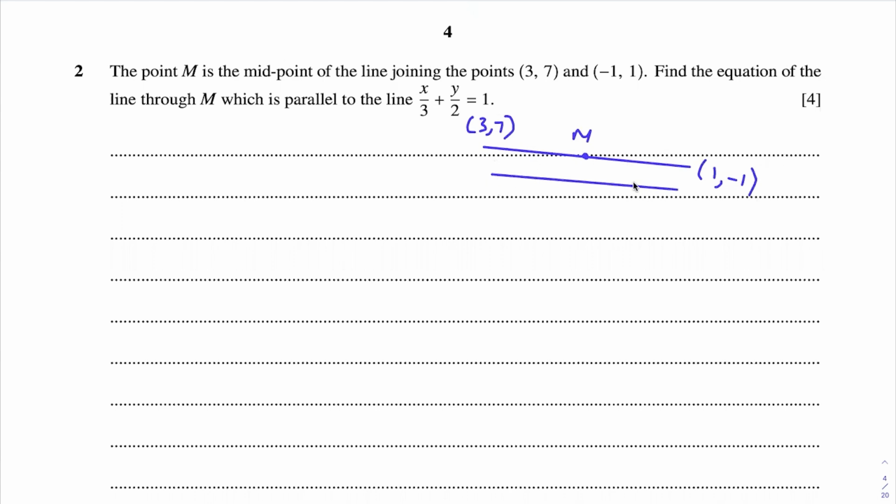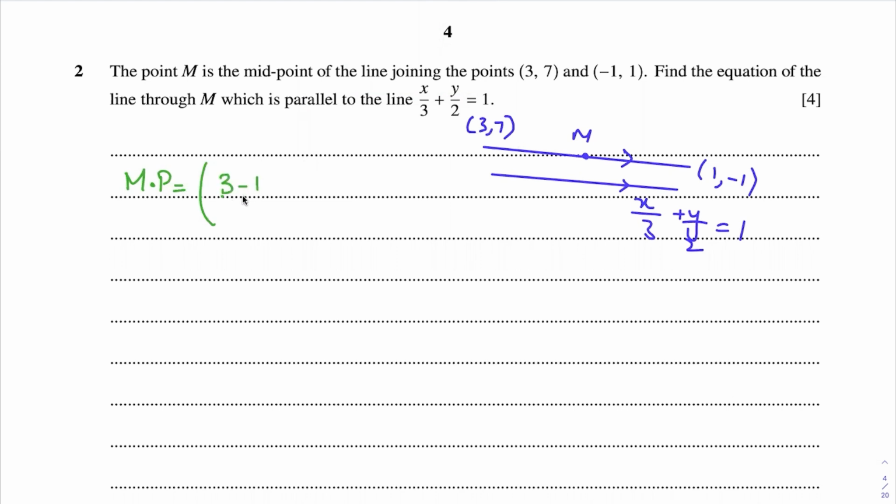x/3 + y/2 = 1. Now as the lines are parallel, we know that the gradients are equal, and this line is passing through the point M. To find the equation, we need a point and the gradient of the line. So we know that the point is M, which is a midpoint. To find the midpoint, we'll use the formula (x2 + x1)/2.